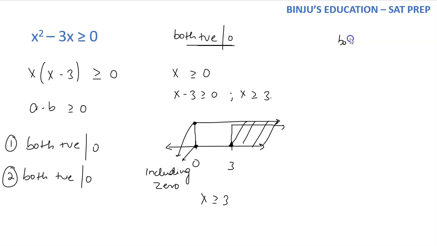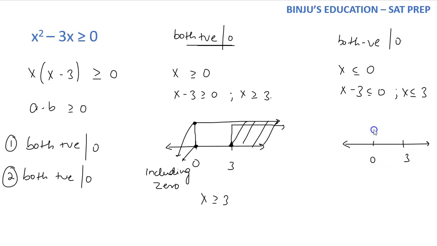When I'm going to take both of them to be negative or 0, so I'm going to get x is less than or equal to 0, or x minus 3 is less than or equal to 0, which will give you x is less than or equal to 3. Put this on the number line. 0, 3. So this is the common region which is less than 0, and I'm going to include 0 in this also. So the second solution that I'm going to get is x is less than or equal to 0.